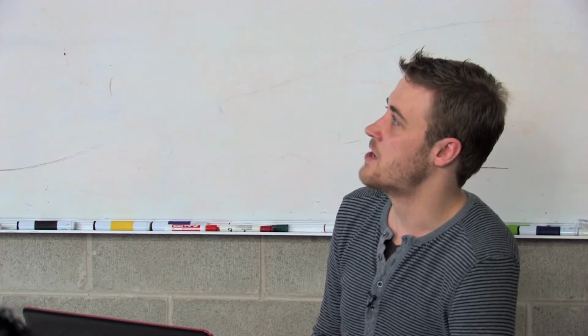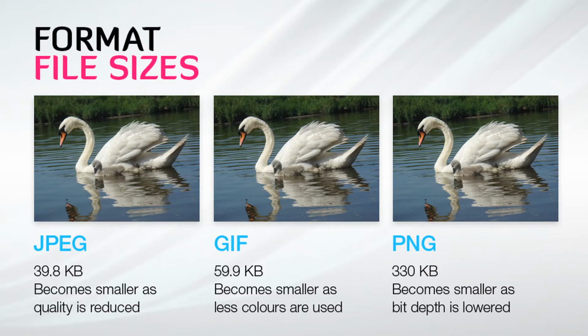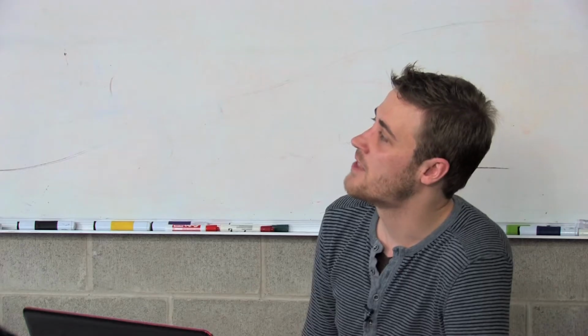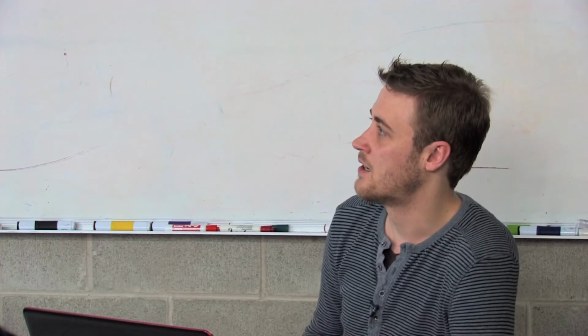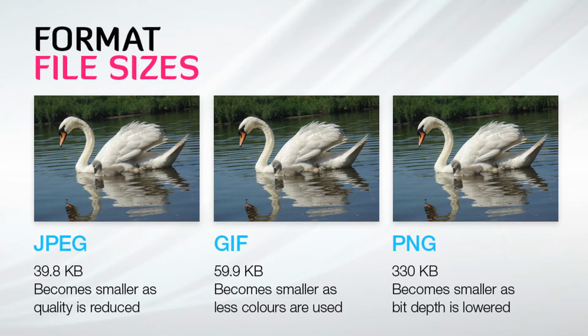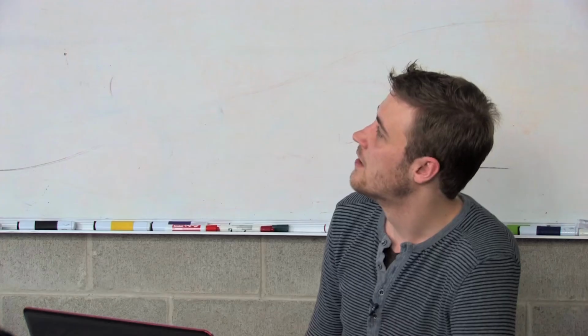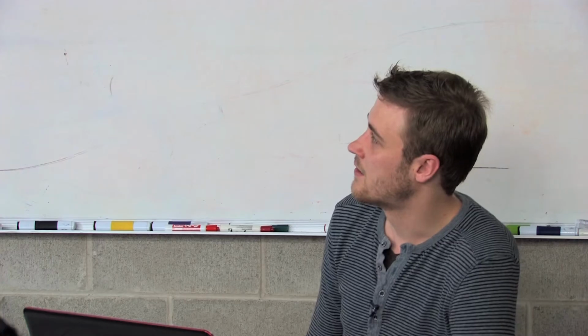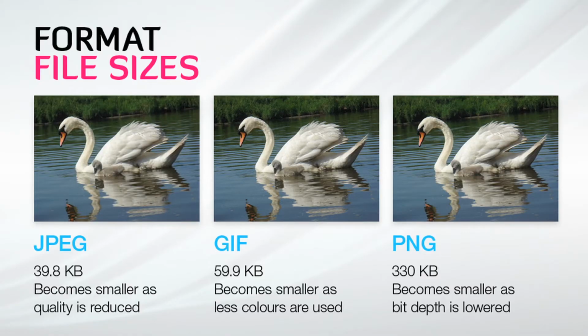So here's the exact same image compressed in JPEG, GIF, and PNG. The JPEG is 39.8 kilobytes, so that is the smallest file size of the three. But remember that as you save it, its quality is reduced. The GIF comes in second at 59.9, and it becomes smaller as you use fewer colors. The PNG is the largest, 330 kilobytes, and its file size becomes smaller as its bit depth is lowered.